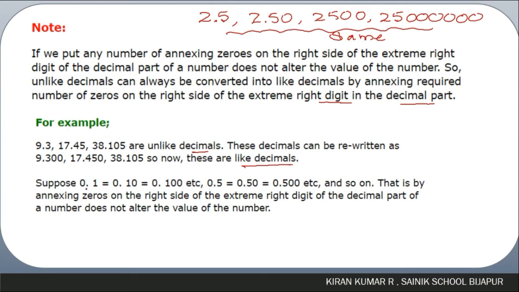That is what is explained here. 0.1 is the same as 0.10, the same as 0.100, etc. In the same way, 0.5 is 0.50, 0.500, etc. and so on. That is, annexing zeros on the right side of the extreme right digit of the decimal part of a number doesn't alter the value of the number.